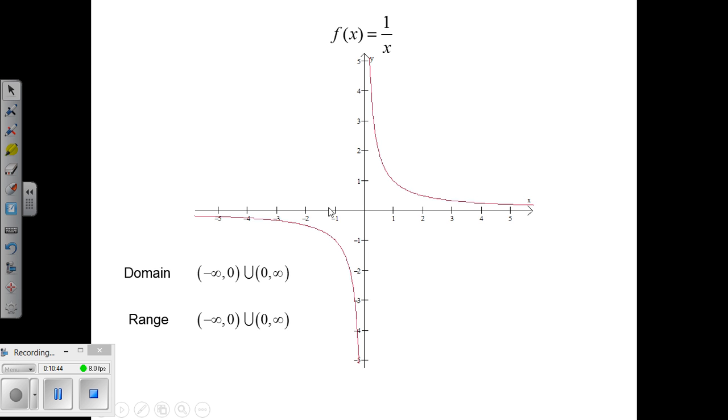What, you say? Just try it. Put in x equals 100. You get 1 over 100. Put in x equals 1,000. You get 1 over 1,000. The further you go out the x-axis, the closer you get to it, but you never reach it. It's an asymptote. Therefore, the range is the same as the domain.